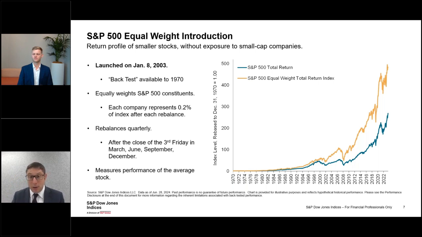So how does it work? You already know half of it. It's the same 500 companies, but a weight of 1/500th in each, as opposed to their market cap weight. But that's not quite it.